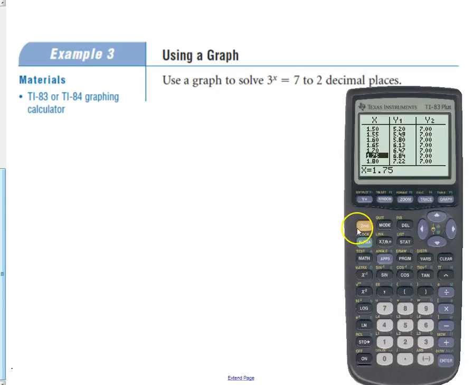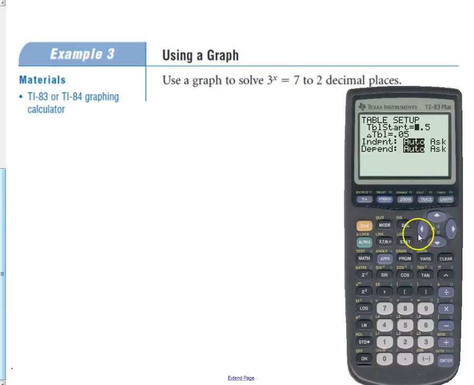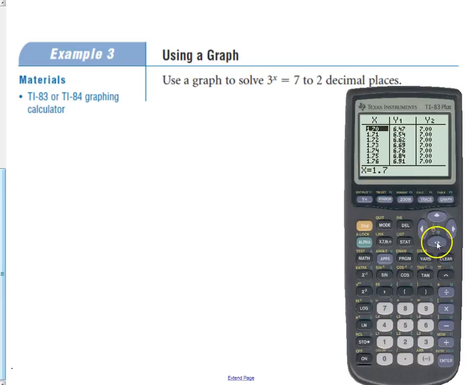So I can go back and refine my table set to increase by, say, 0.01. That's to do 2 decimal places, and I could start at 1.7 instead. I'll go back to my table here, and now I can see I'm getting really close to 7, and there I jump over it, right somewhere between 1.77 and 1.78.